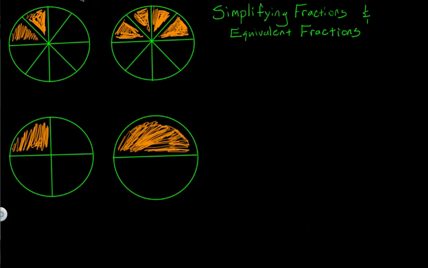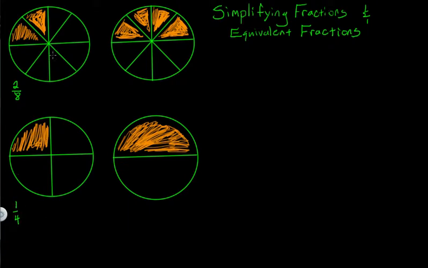So let's look at this pie here that represents a fraction. We look at this pie, we see that it is carved into 8 slices, and we have 2 of the 8 shaded. So this represents the fraction 2/8. But if we come down here and look at this pie, it has 4 parts. It's cut into fourths, and it has 1 of the fourths shaded, and so this gives us the fraction 1/4.